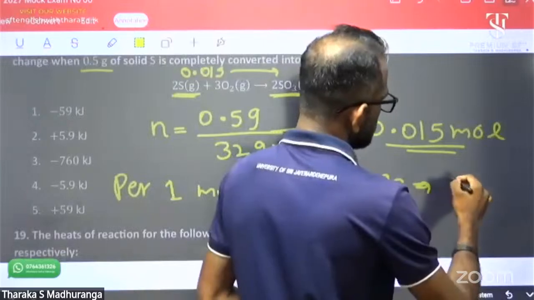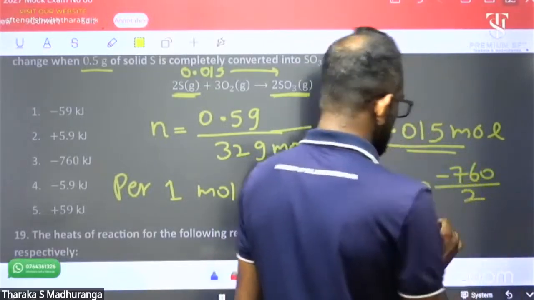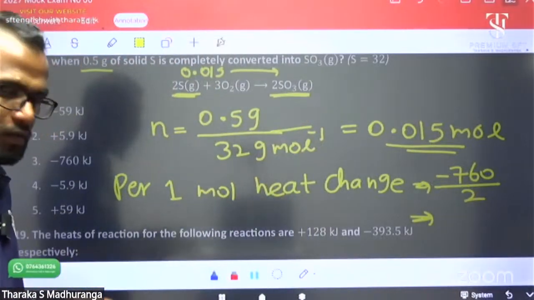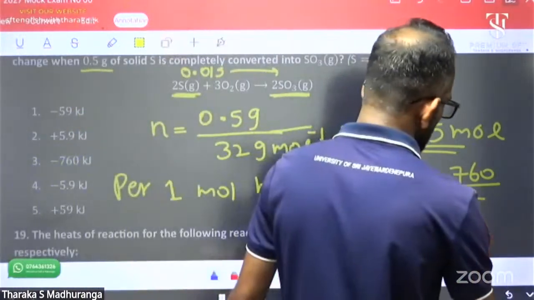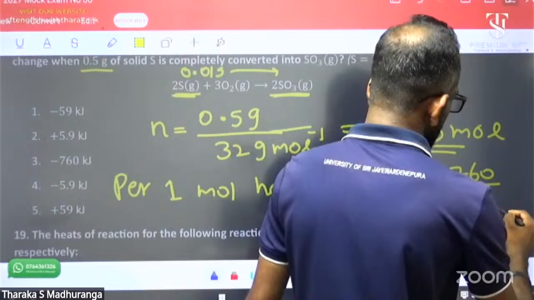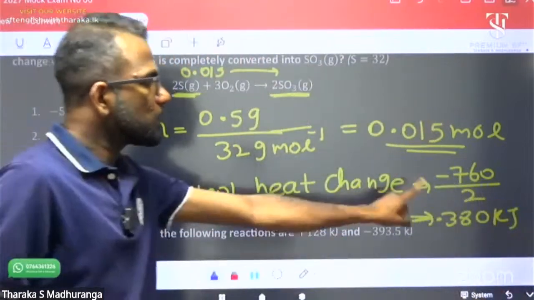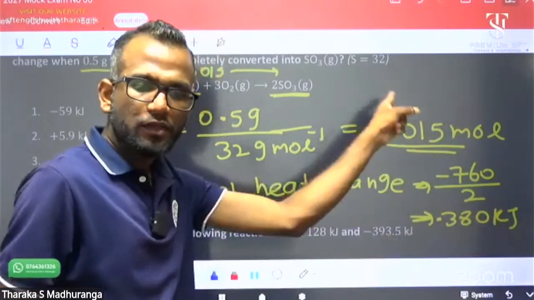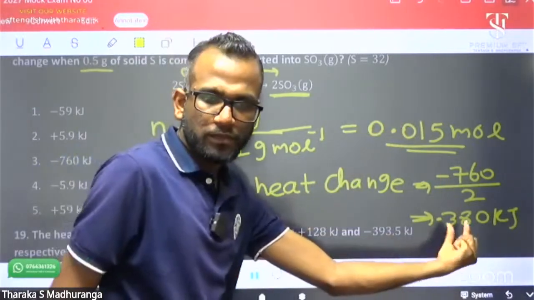Minus 760 divided by 2. 760 divided by 2, what's the value? 380. Minus 380 kilojoule. Now per 1 mole, it is minus 380. Then you can get per this number of moles multiplied by this value.